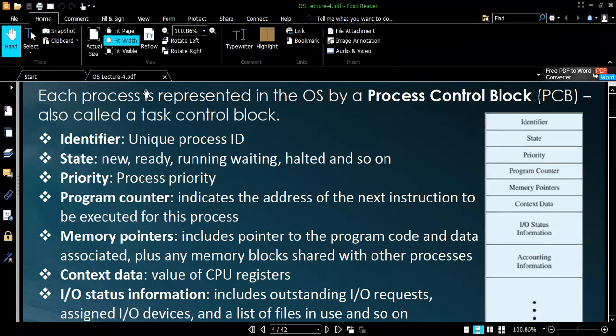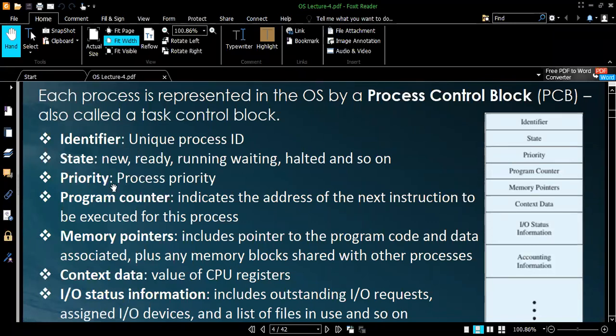Secondly, state. We will discuss the state in the upcoming slides. For now, in short, each process has different states. A process can be a new process, that is, it just started. It can be a ready process, that means it is ready to run. It can be halted, and so on. We'll discuss the different states that a process can be in.